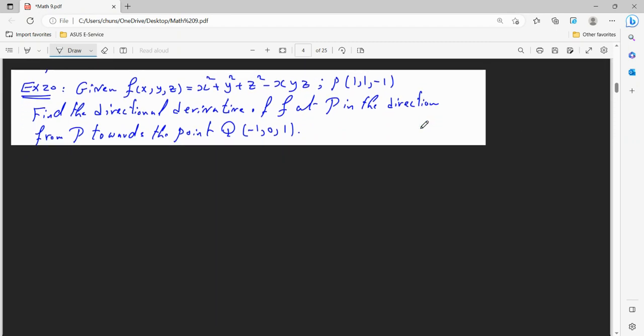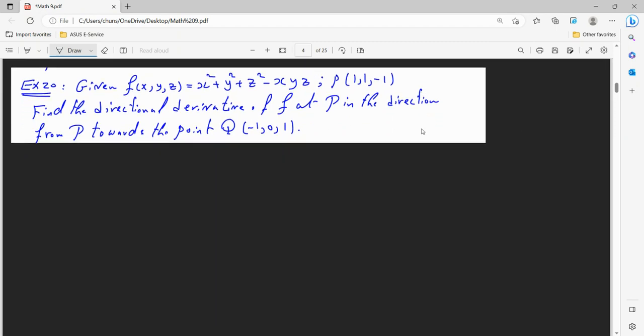Okay, so for question 20, given this equation, we want to find the directional derivative in the direction from our point P towards Q. So in this case, we're not given a unit vector. So the first thing I would do is find the unit vector. Okay, so we are directing from P to Q.